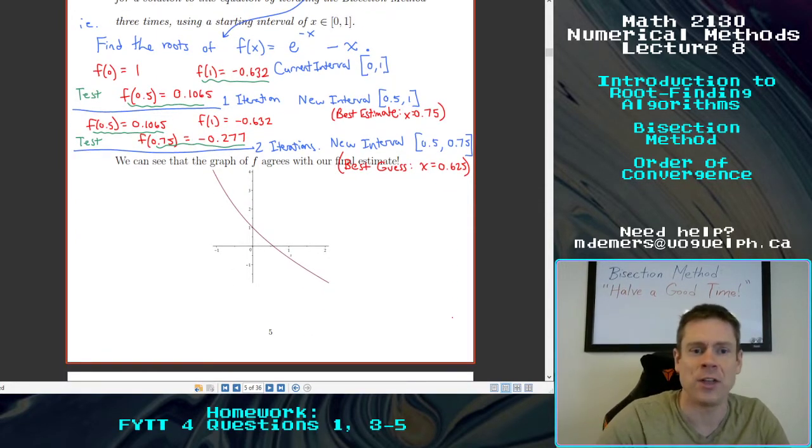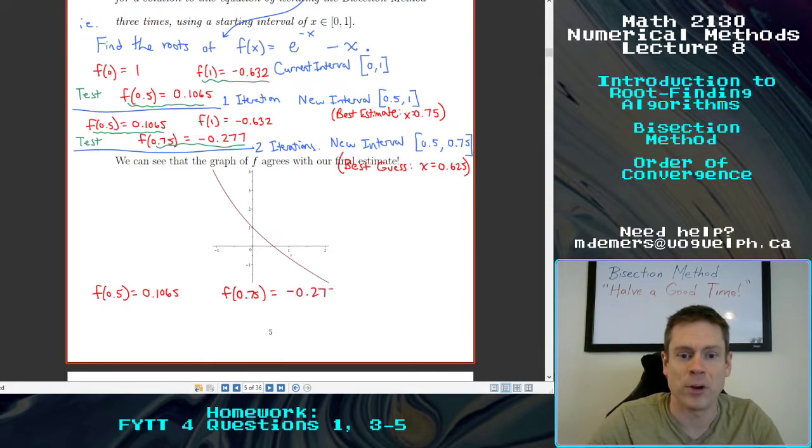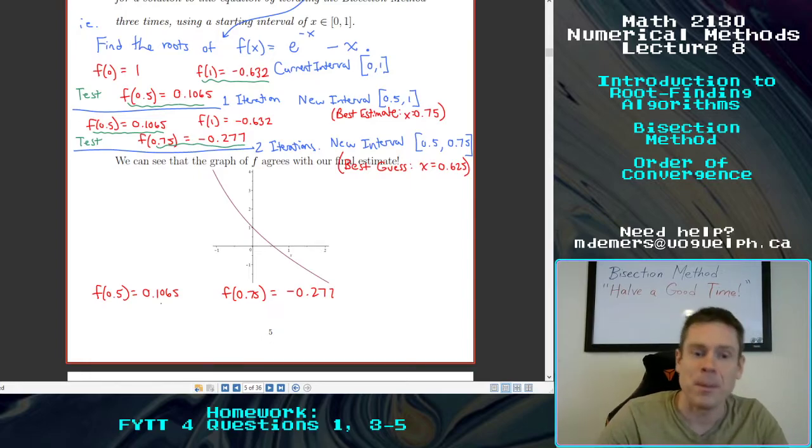Yeah, I guess we're going to do the third one down here. We'll do this one more time. So hopefully it's clear as day. I'll just repeat those calculations again. Which are the ones we're keeping? f of 0.5 and f of 0.75, which is minus 0.277. And we're going to test the midpoint of those.